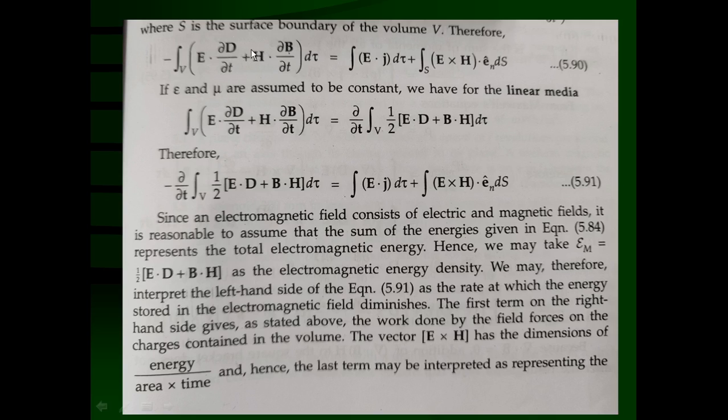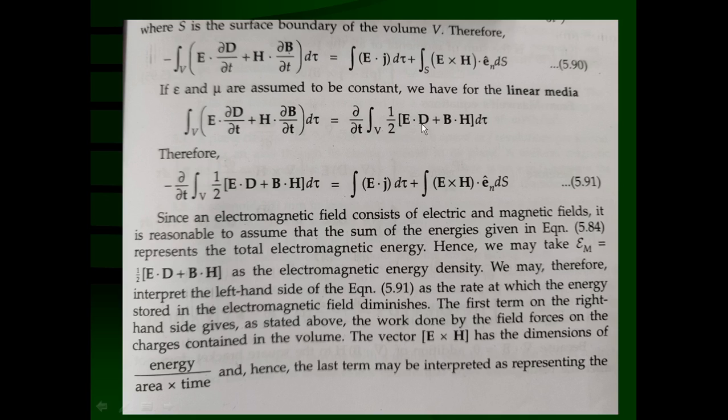Now we'll simplify the left hand side. If we consider mu and epsilon are constant, because D is equal to epsilon E and B is equal to mu H, for particular linear media they are supposed to be constant everywhere, and hence this equation can be written as the volume integration of E dot del D upon del T plus H dot del B upon del T d tau, that is equal to the total differentiation with respect to T of one half E dot D plus B dot H.